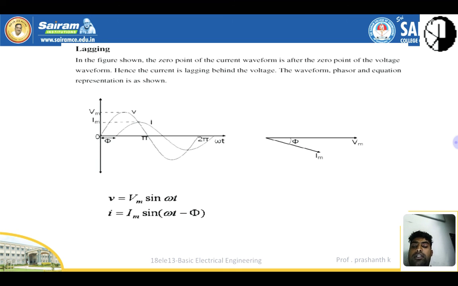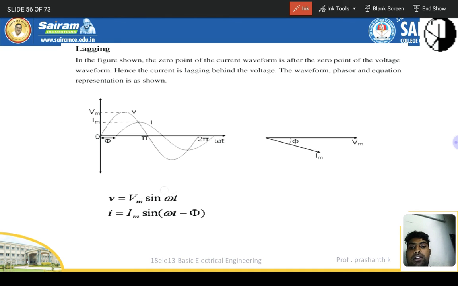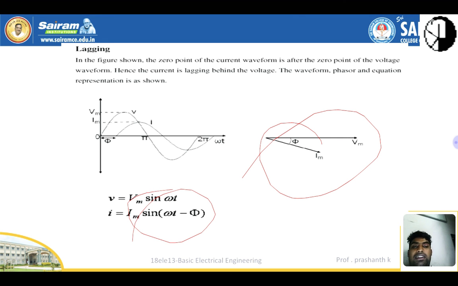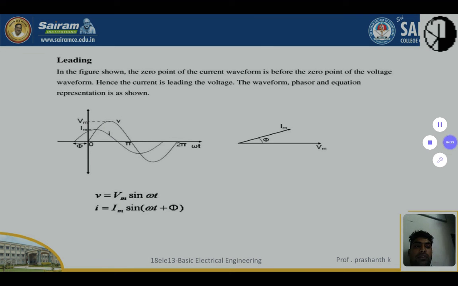Next we have the lagging phase. The current lags the voltage by an angle phi. So V is equal to Vm sin omega t, I is equal to Im sin (omega t minus phi). Minus phi is the lagging phase. Current lags the voltage by an angle phi, that's why it's lagging. For example, an inductor.